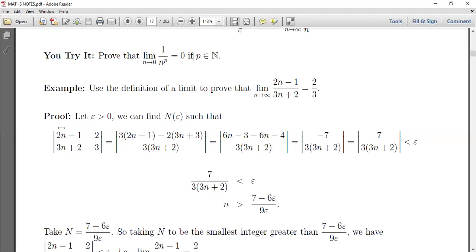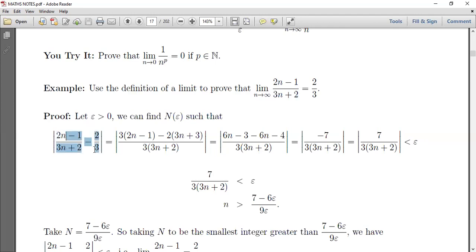Okay, so what is the definition of the limit? The modulus of a_n minus L should be less than epsilon. This is our a_n, and our limit L is 2 over 3. So a_n minus L is this, that's the modulus of a_n minus L, and we are saying this modulus should be less than epsilon.